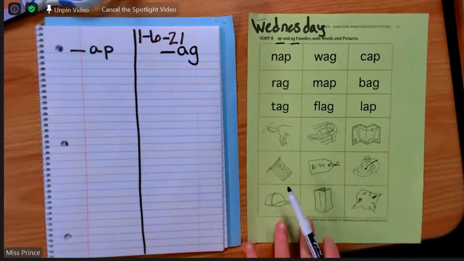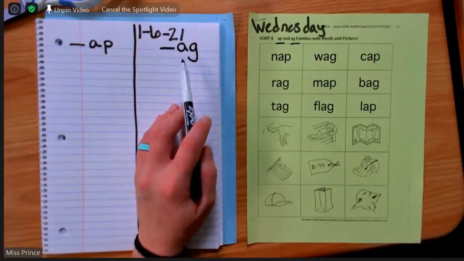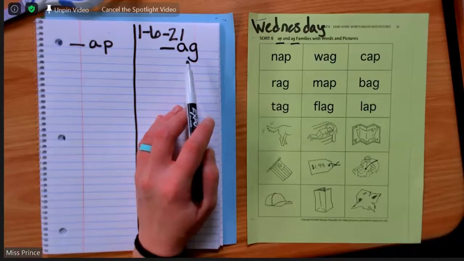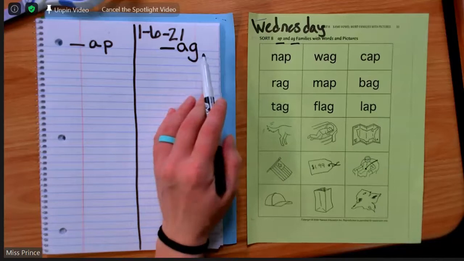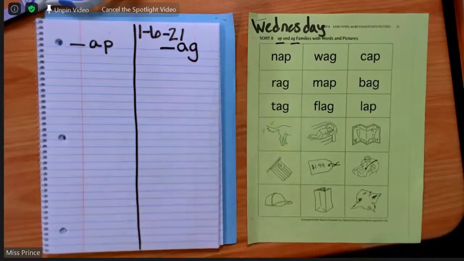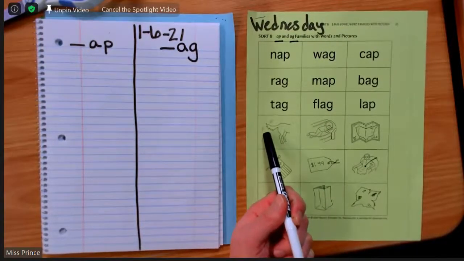Who can tell me a word that ends with ag? Nicholas, can you tell me any word you can think of that has the sound ag at the end? Wag. Nice job. Wag. I think that might be one of our words because I see this dog tail right here. Good job.